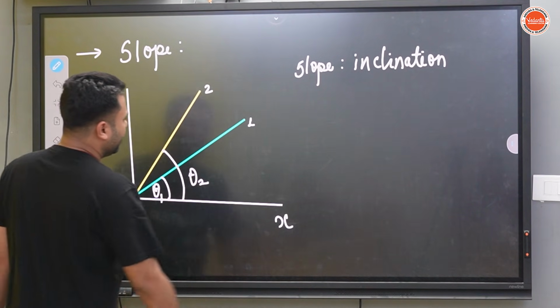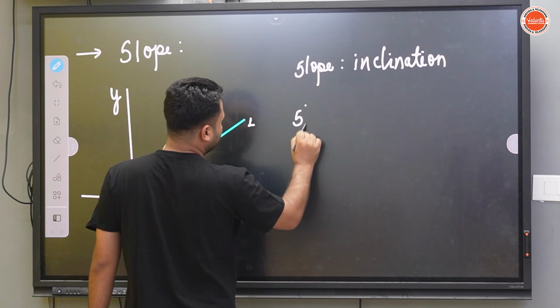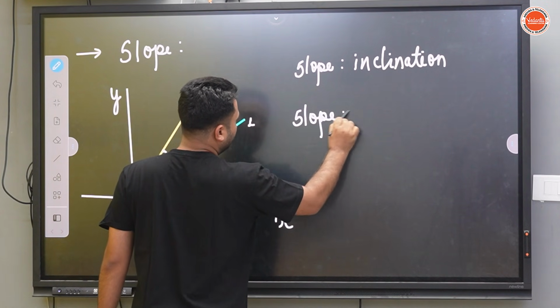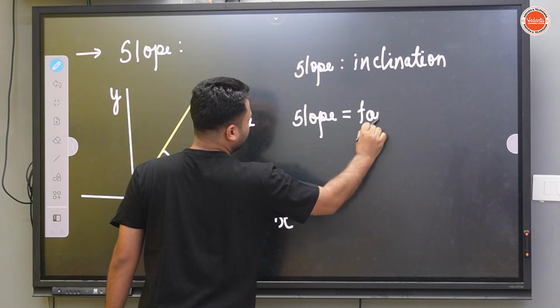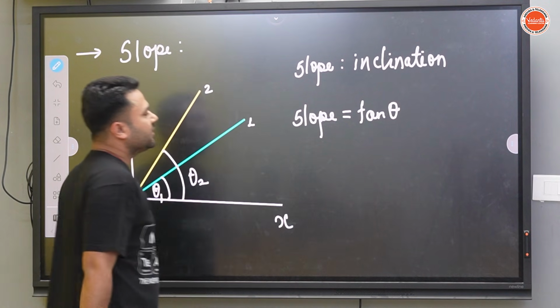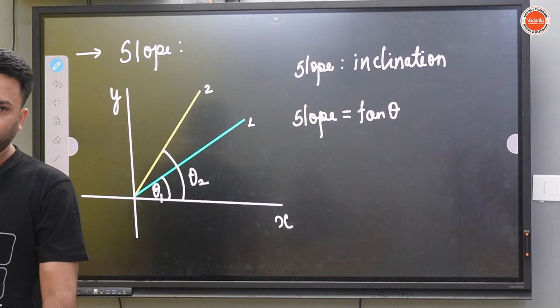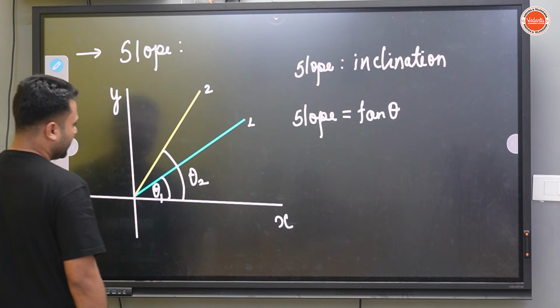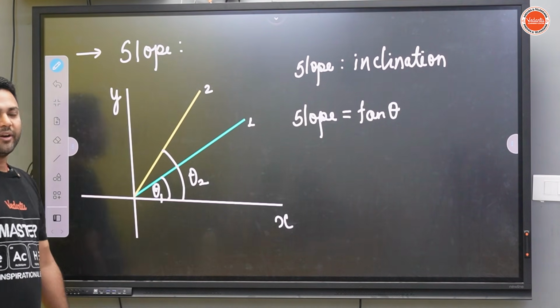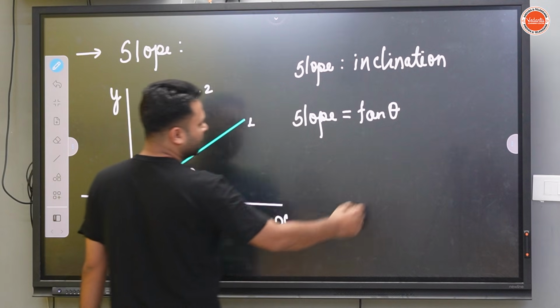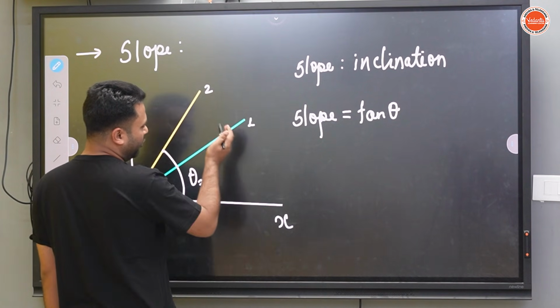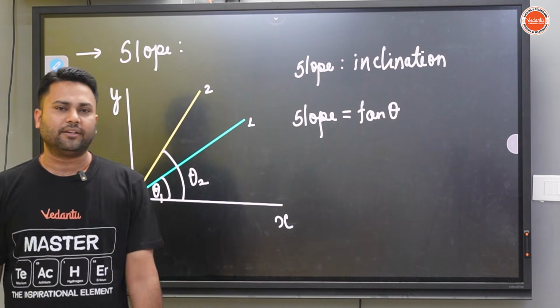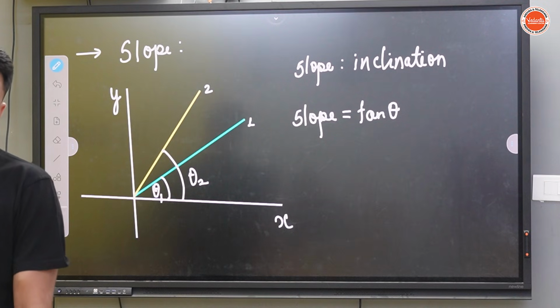And mathematically, slope we write as tan theta. So this is the formula for slope. If someone asks what is the slope of line 1, so tan theta 1. What is the slope of line 2? So tan of theta 2. Correct?